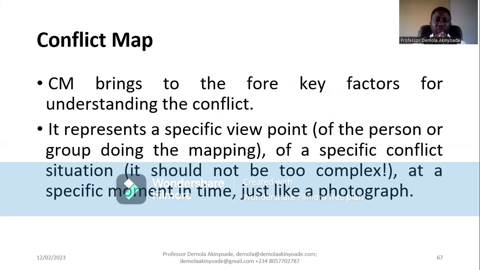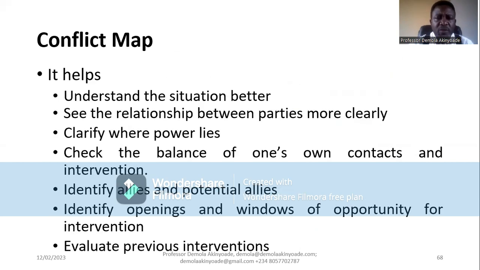So the importance of conflict map is that it presents to us a picture, a visual of the ongoing conflict. So it helps us to understand the situation better. Like you see the Chinese proverb that says a picture is better than 1,000 or 10,000 words. So from the conflict map, immediately you can see what is going on, who the actors are, and so on and so forth about the conflict.